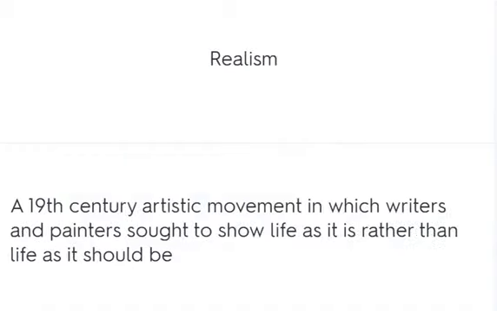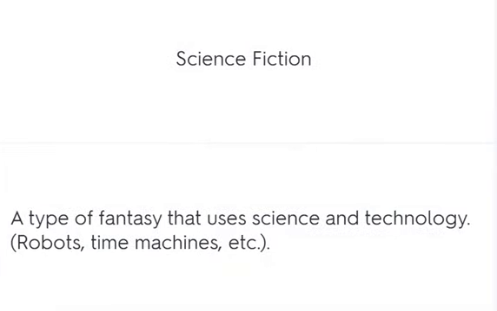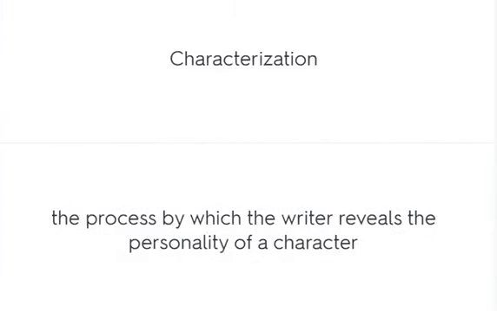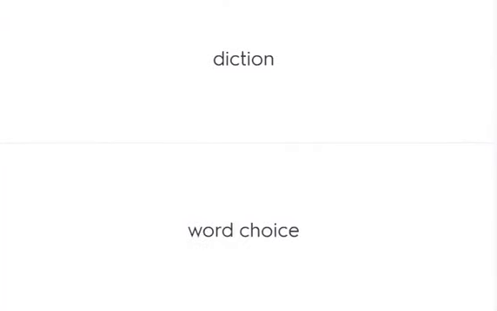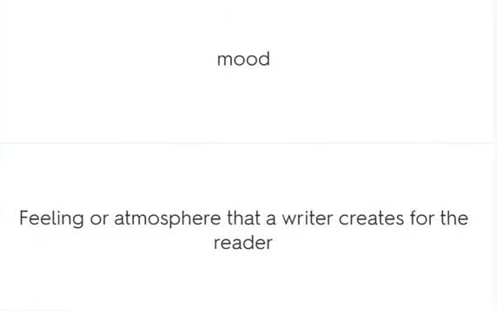Realism, a 19th century artistic movement in which writers and painters sought to show life as it is rather than life as it should be. Science fiction, a type of fantasy that uses science and technology. Characterization, the process by which the writer reveals the personality of a character. Cliché, a worn-out idea or overused expression. Diction, word choice. Mood, feeling or atmosphere that a writer creates for the reader.